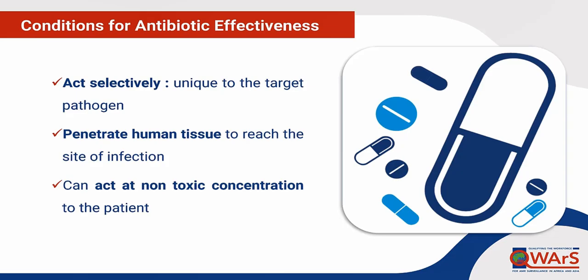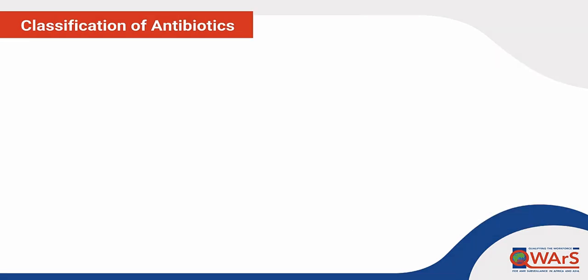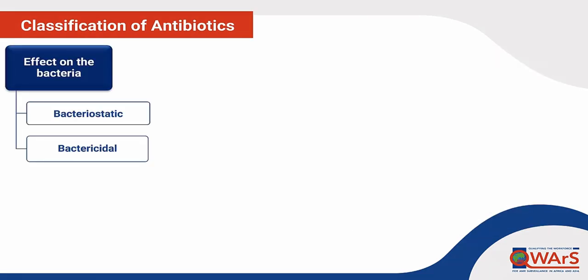Antibiotics can be classified in several overlapping ways, depending on how they work. This can be based on 1.